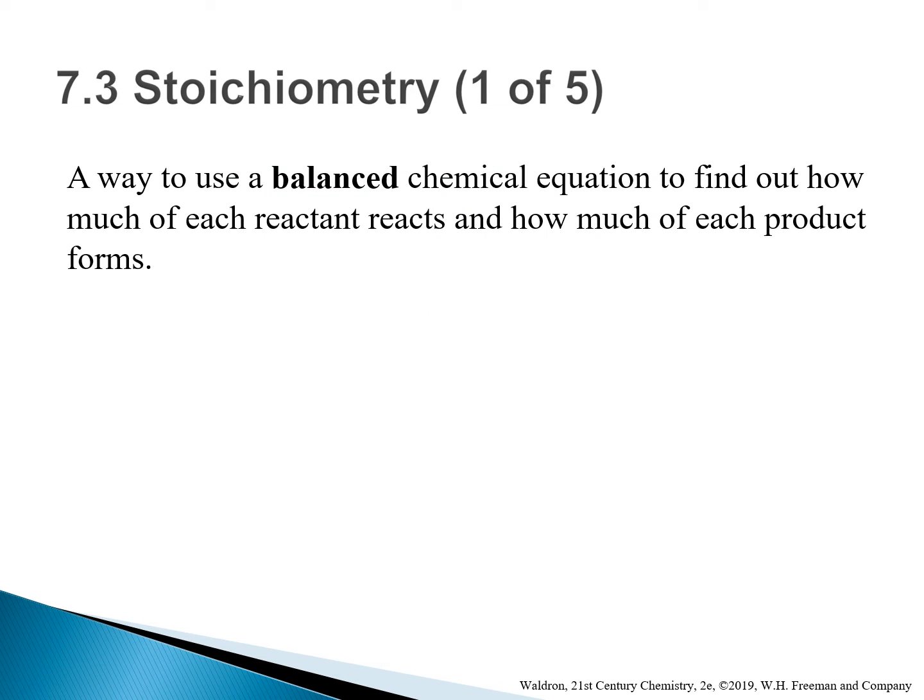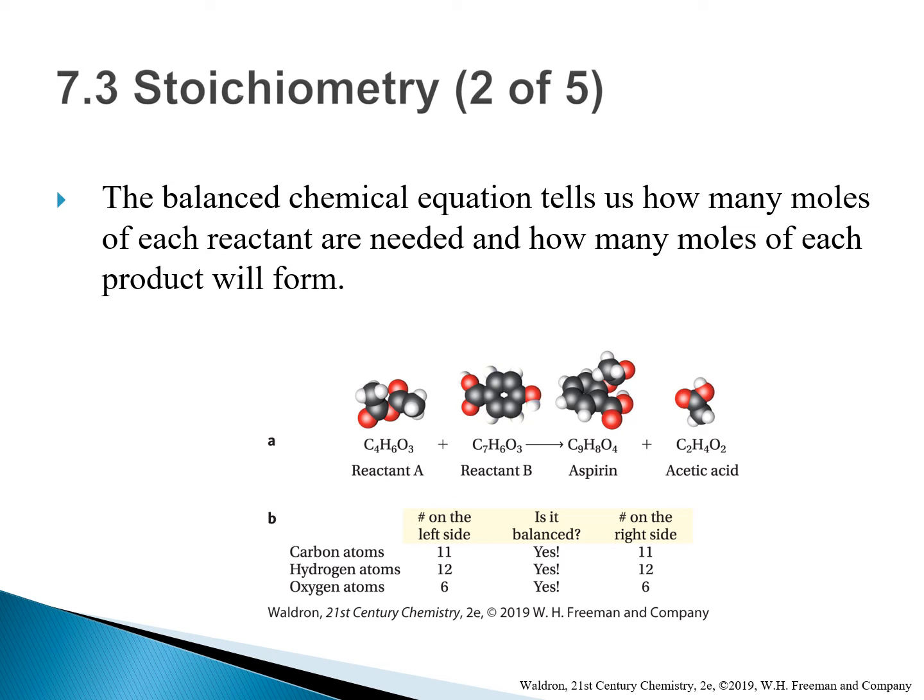Stoichiometry is a complicated word for a straightforward process. It is a way to use a balanced chemical equation to figure out how much of each reactant reacts and how much product forms. The chemical equation for the preparation of aspirin is shown below. Rather than write the long chemical names for the 2 reactants, we call them simply reactant A and reactant B. The products are aspirin and acetic acid.